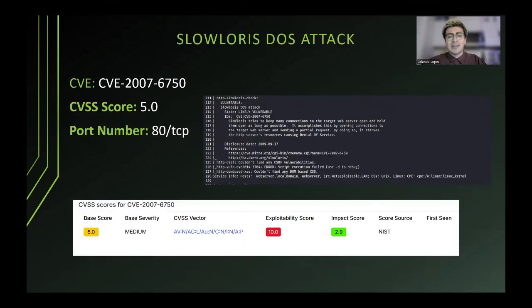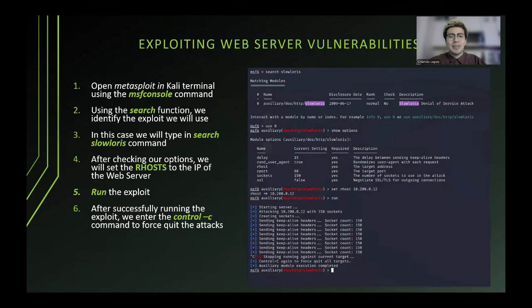And we have the Slow Loris DOS attack here as well. And here we have the CVE listed, the CVSS score, which is 5, the port number, which is 80. Next, we're going to move on to exploiting web server vulnerabilities.